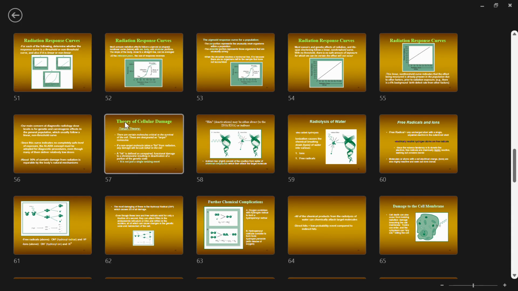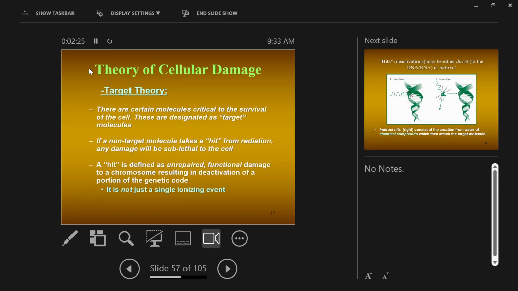I want to start with this idea. Talking about cell damage, that's where we're going to get into: how cells get damaged, how this damage manifests, and what the consequences of it are. So we're going to start off with this idea called target theory. This is chapter 41 if you wanted to follow along. Target theory just says very simply that there are certain molecules in the cell that are necessary for the cell to survive, critical to the survival of the cell. We call these molecules target molecules.